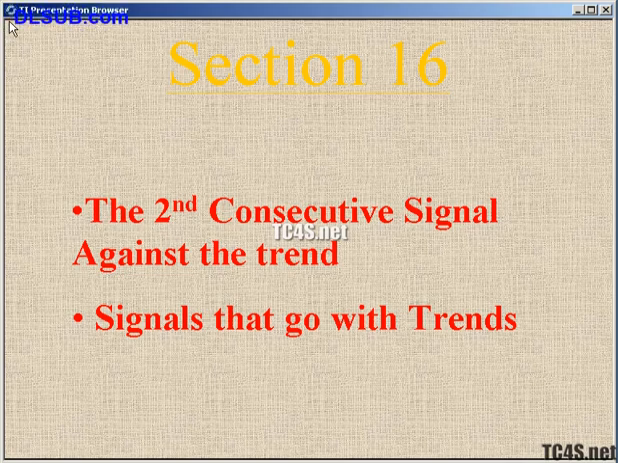Section 16 of our training. In this section, we'll be discussing some trend signals, including the second consecutive against the trend and signals that go with trends.